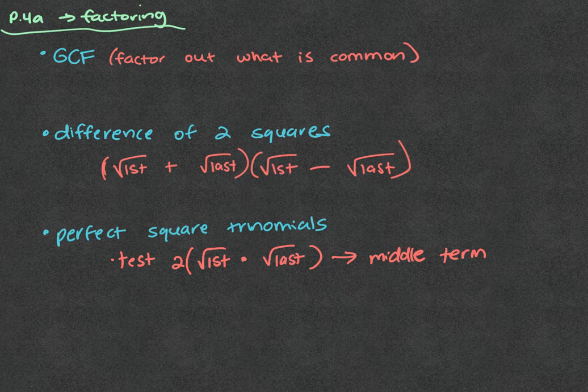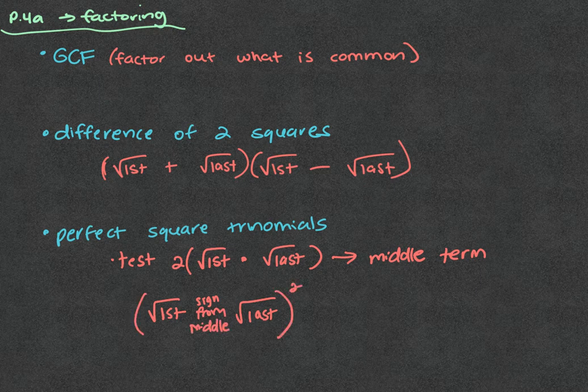And then to factor it, we square root the first, we square root the last. Sign comes from the middle. Put it in parentheses and square it.